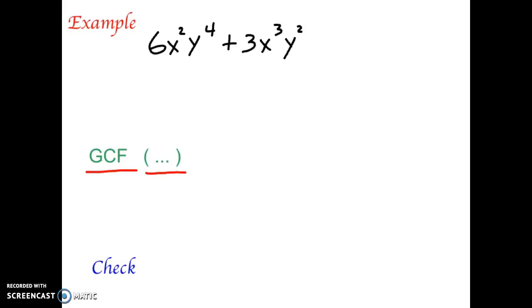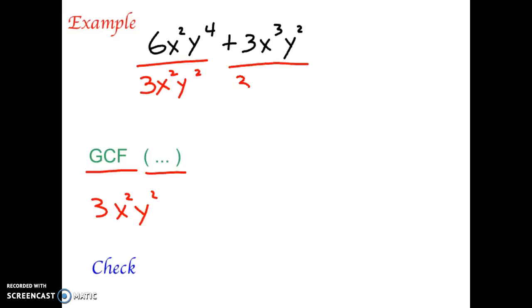So the first step was to find the greatest common factor. When we look at our two terms, with the 6 and the 3, we're going to get 3 as part of our greatest common factor. The x squared and the x cubed means x squared will be part of our greatest common factor. And with the y to the 4th and y squared, y squared will be part of our greatest common factor. Then we're going to divide. My recommendation is to take a second and actually physically write out the division. Seems to help most of my students as far as making sure they don't mess anything up.